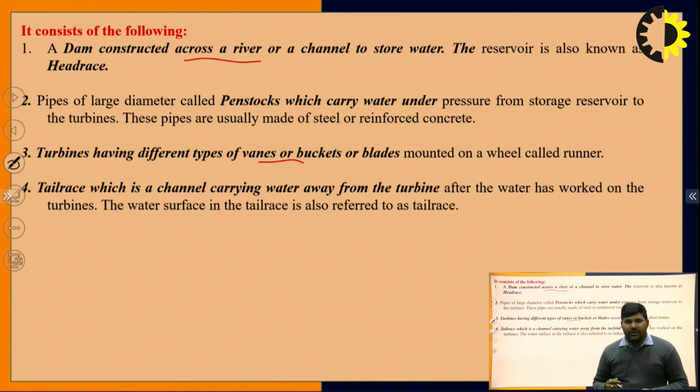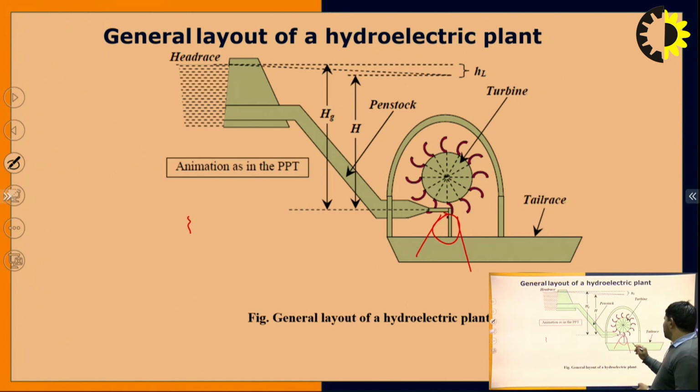After the water has worked on the turbine, the water surface is also referred to as the tail race, and this tail race is created, as we can see in this figure, to calculate the total head or total losses. These include the losses in the blade, the losses in the nozzle, and the losses after dropout. All these losses are added when I calculate the net effective head, so we consider all these losses of the head.